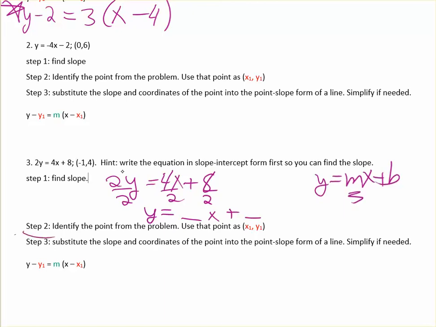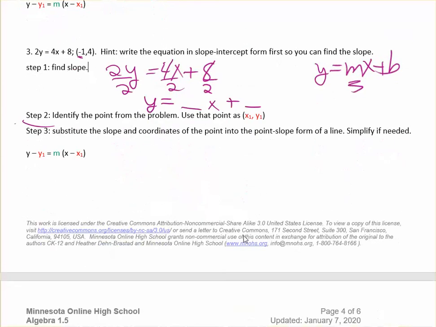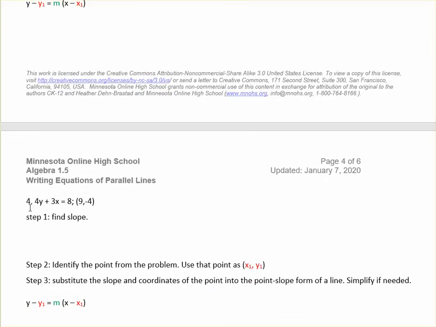Then write down the point that is given in the problem. Then plug everything into this. This one you will have to simplify because one of the points is negative, and if you have minus a negative, that's better written as a plus. So don't forget to do that. Number 4, we don't know the slope. So to find the slope, you have to rewrite your equation that you're given, and then you have to solve this for y. Now this is not yet y equals, it's 4y plus 3x equals 8.